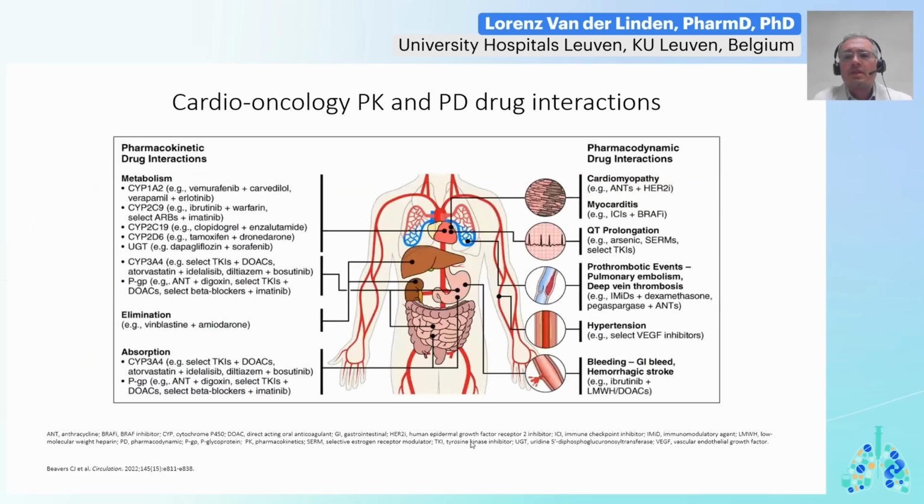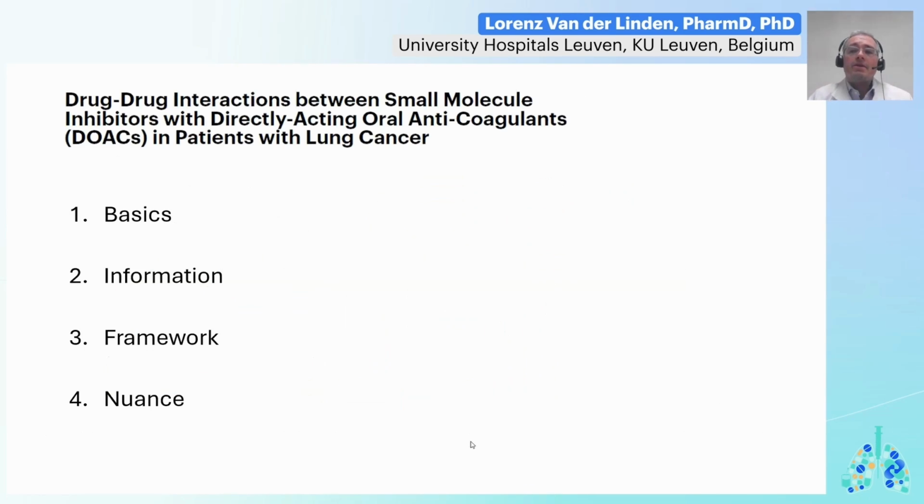There are, of course, many potential drug-drug interactions in the domain of cardio-oncology, and here we'll focus on those related to NOACs, specifically in lung cancer, where the SMIs might impact DOAC exposure. So the SMI is a culprit, and the DOAC might be a victim drug. Here, I'll be using these 4 steps to give a sort of helicopter view on how to approach drug-drug interactions with SMIs and DOACs in patients with lung cancer.